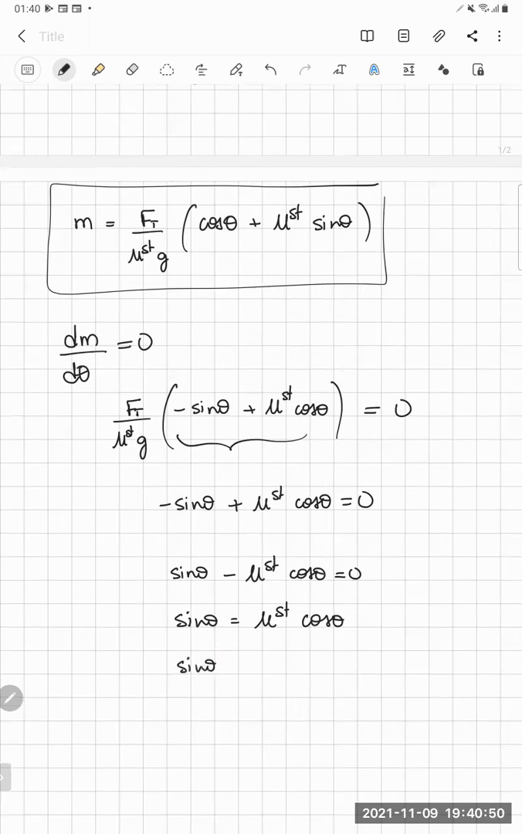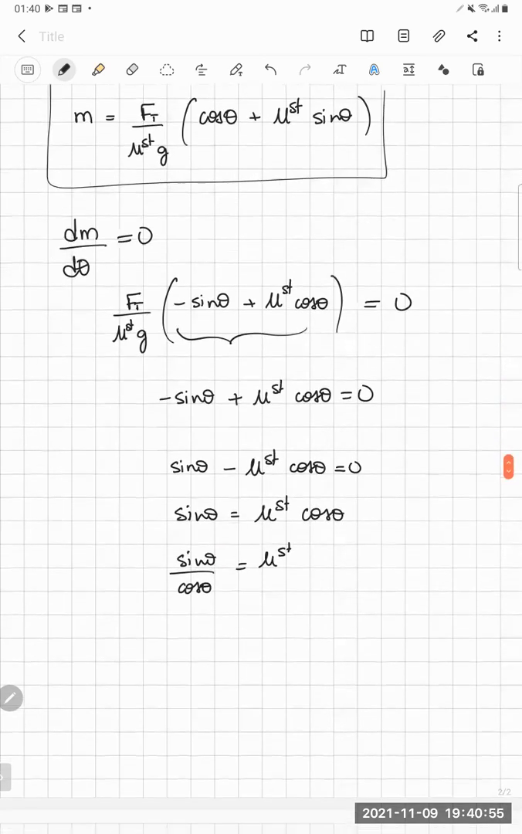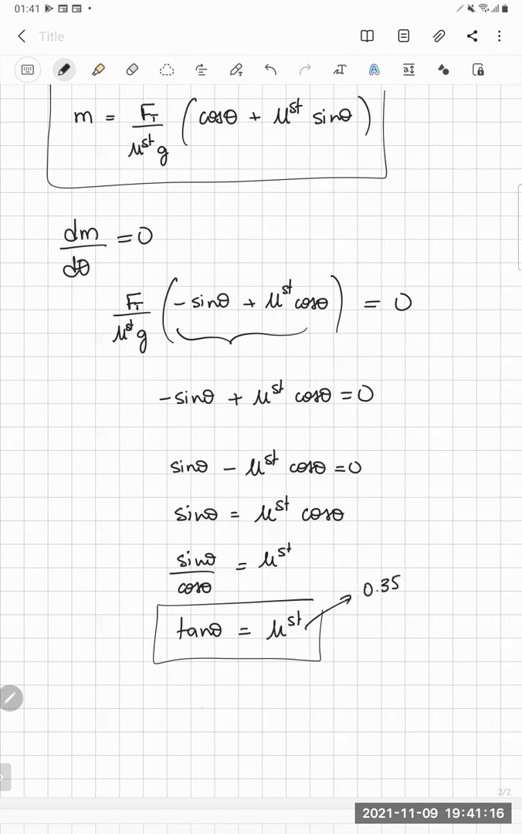So I can put cosine here. I have sine divided by cosine equals that coefficient. What is sine divided by cosine? Tangent. Very good. And that coefficient. So that's the equation that will give us the optimal angle to get the largest mass. Once we put in this coefficient, which is 0.35 and is given to us, and find the angle, you will see that this angle is 19 degrees. We found what we wanted. So this is part A of the problem.